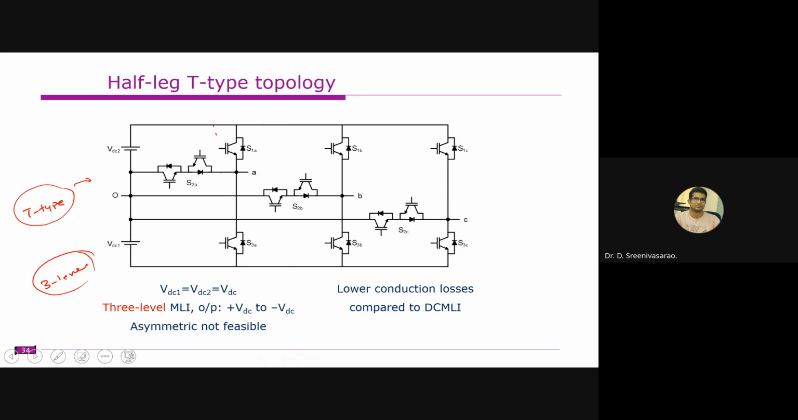Clear? So here, by using this four quadrant switch, which is connected to the neutral point, all these points are the same points, we are accessing the same point. So between A and the neutral point, between B and the neutral point, and between C and the neutral point.